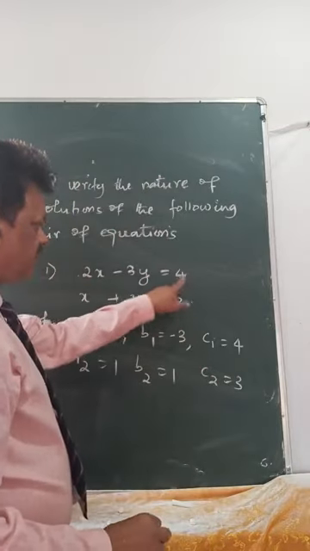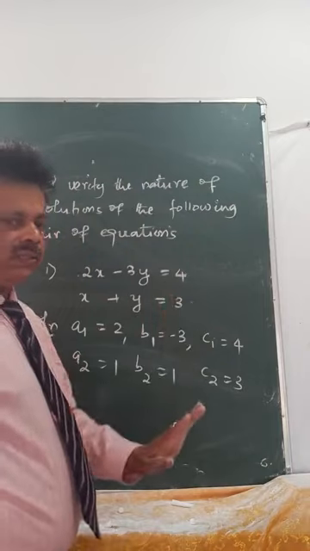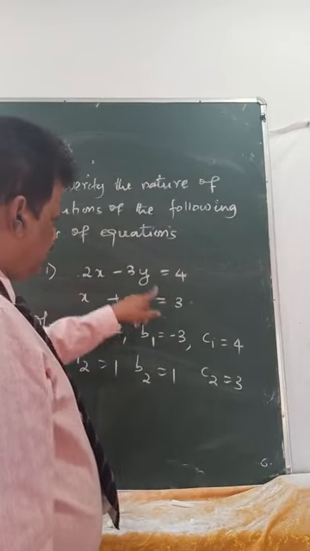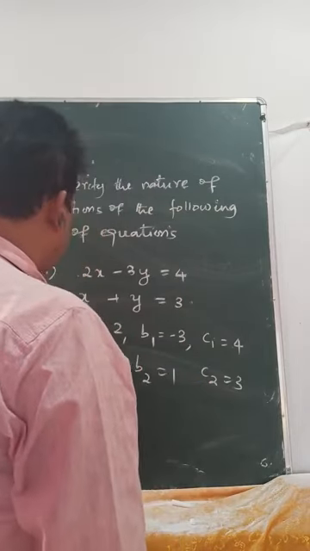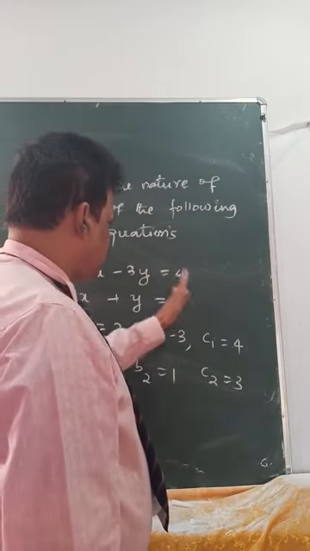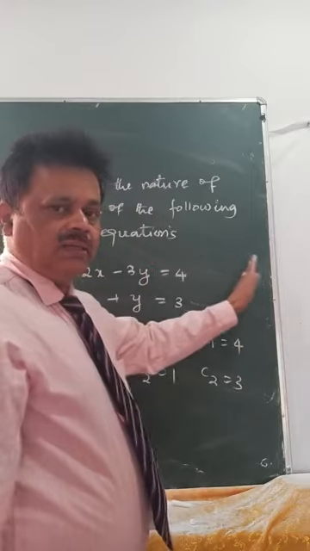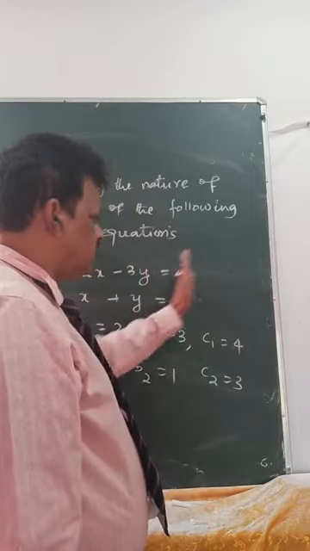Either these two will be on the left side or on the right side. Say both are on the left side, then it will be minus 4 and minus 3. But either c1, c2 should be on the left side or on the right side. Not that one is on the left side, other on the right side.